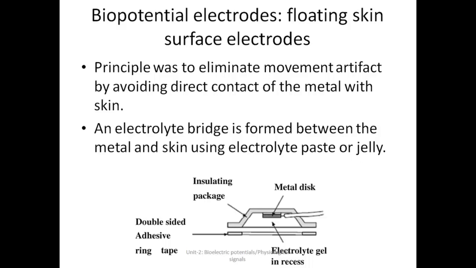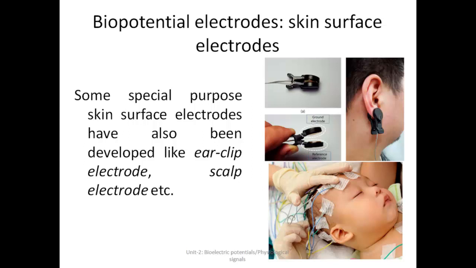So floating type surface electrodes started becoming quite popular because they are not affected easily by movement. In due course of time, for ECG we had spray electrodes, disposable electrodes, and many different types of designs have commercially come up these days. Then for skin surface, if you need some localized measurements, we can have certain specific design electrodes, like an ear clip electrode. You can see in the picture that one is the ground electrode, one is the reference electrode, and like a clip, you can put it on your earlobe.